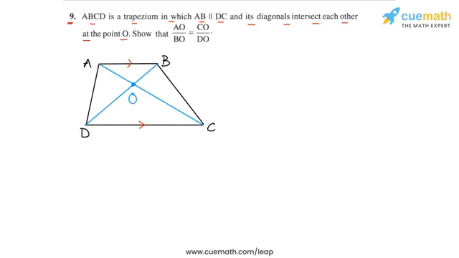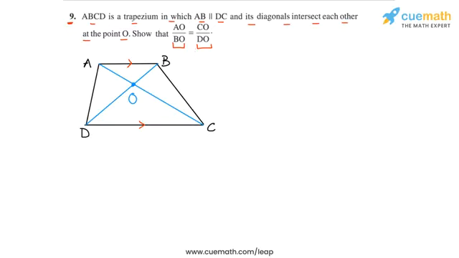Question 8. ABCD is a trapezium in which AB is parallel to DC and its diagonals intersect each other at the point O. So here's a figure that I've drawn of a trapezium ABCD in which AB is parallel to DC and the diagonals AC and BD intersect at O. We have to show that AO by BO, observe this ratio carefully in the figure, is equal to CO by DO. So this is what we have to prove. So first I will talk about the reasoning we will use to solve this problem, and then we will write out the solution step by step.